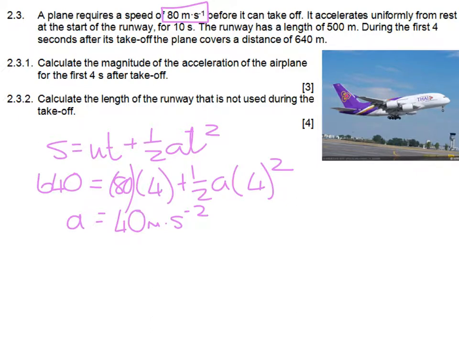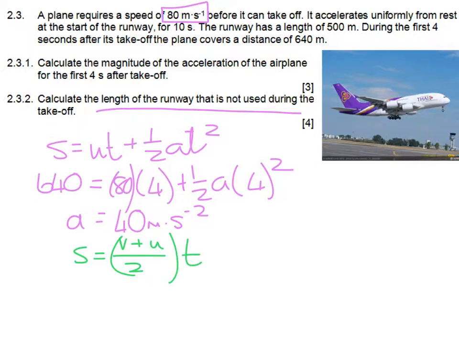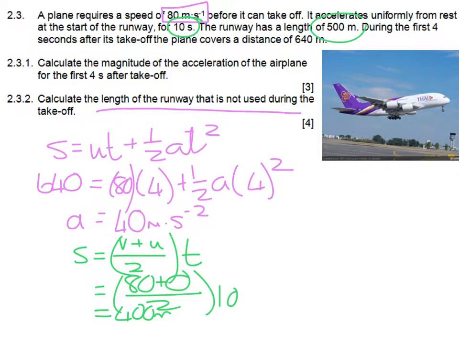Then the next one is calculate the length of the runway that is not used during takeoff. So let's see what we've got. We have got S is equal to V plus U over 2 times T. The distance of the runway that they actually use is going to be equal to 80 is the final velocity, 0 is the initial velocity, and the time that it was on the runway was 10 seconds. And therefore, you land up with 400 meters, which means that if the runway was 500 meters, 100 meters was not used.